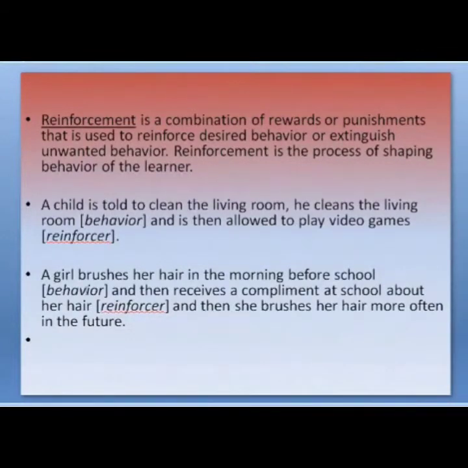And then she receives a compliment at school about her hair, about her hairstyle. This is a reinforcer. And then she brushes her hair more often in the future because she got a compliment in school for her hairstyle. So these are the examples of reinforcement.